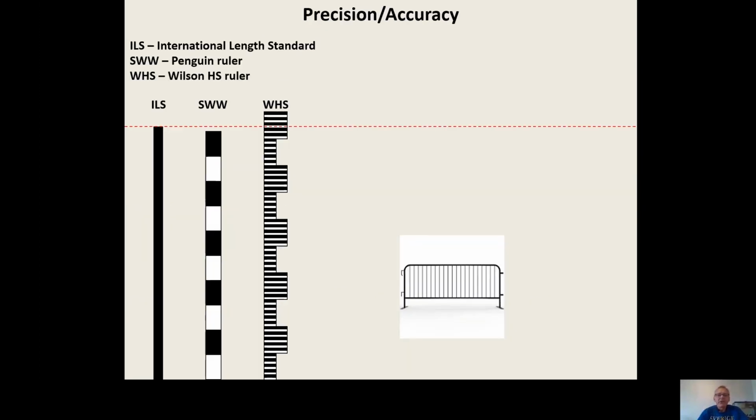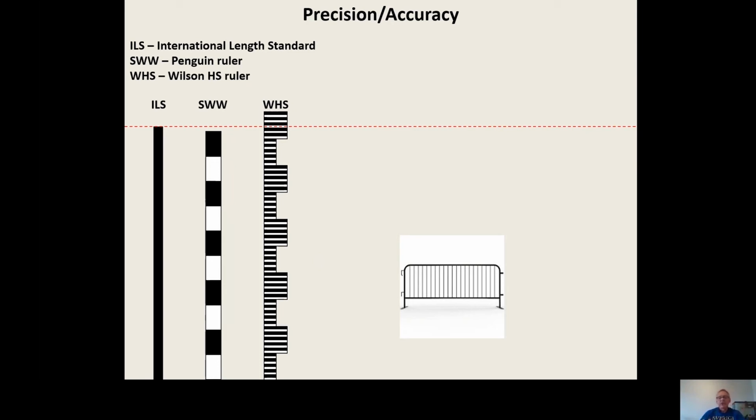Let me give you a better example perhaps here. For precision and accuracy, on the left-hand side, I have the ILS. That would be the International Length Standard. So we replace the meter with that thing that you see there. That red line going across is just extending that length across. I made that mark by taking the ILS, putting a red pen on top, and then just sliding it across the floor. SWW is the ruler that School Without Walls will be using. So that's the penguin ruler. And WHS, I'm assuming that Wilson is your arch enemy. So that would be the Wilson ruler, okay?